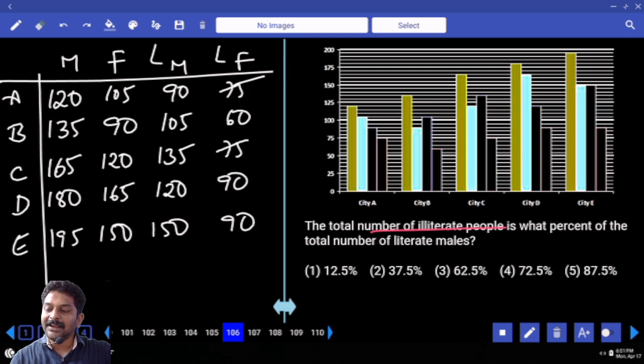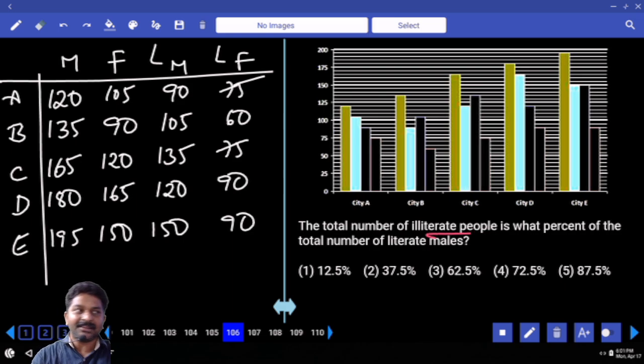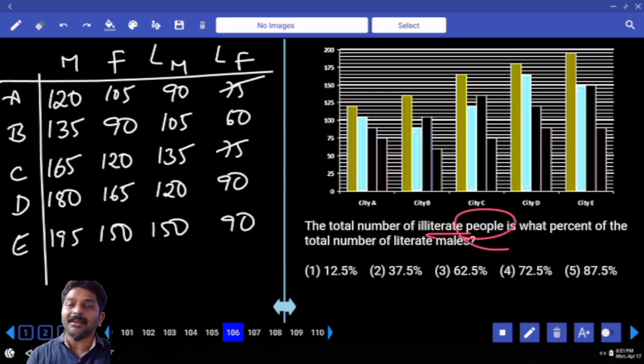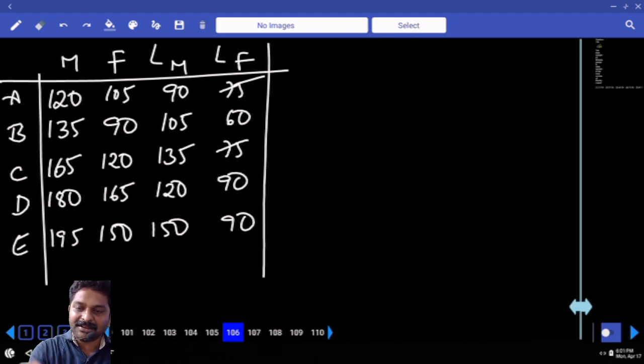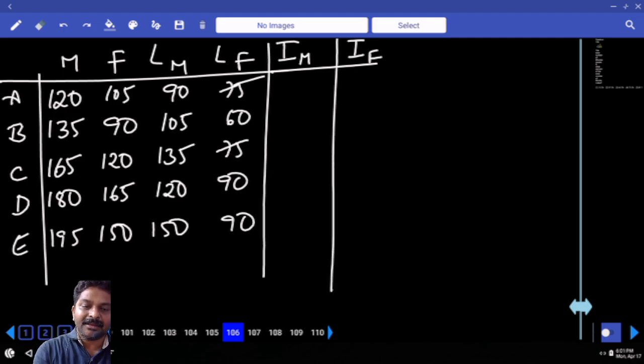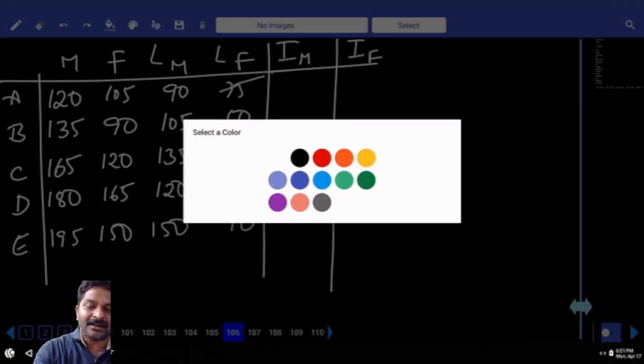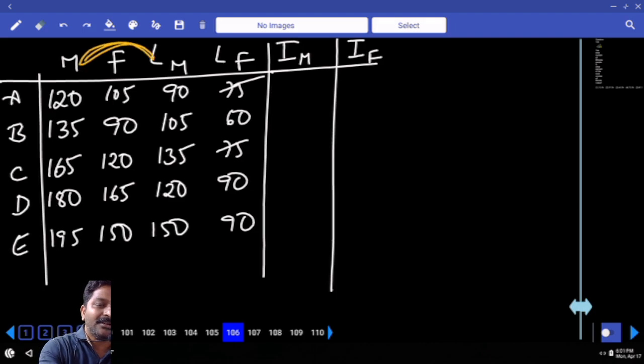Number of illiterate people is what percent of the total number of literate male? They said illiterate, so yes, we need that data. And they are talking about people. People in the sense we have to include both male and female. So that data is definitely required. Illiterate male, illiterate female. Observe here, order is important. The difference of these two, right?